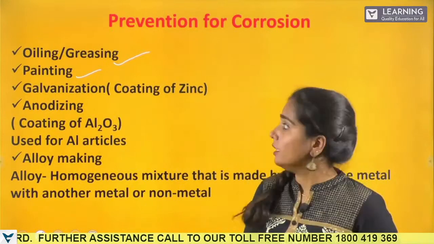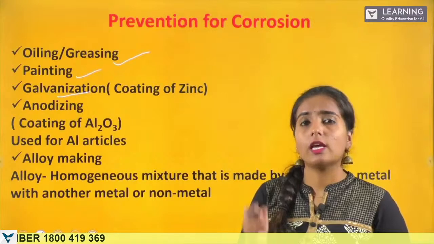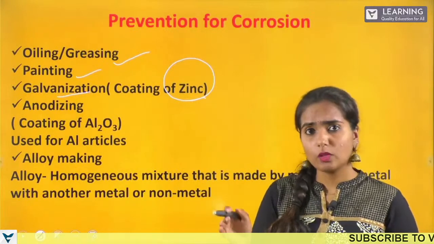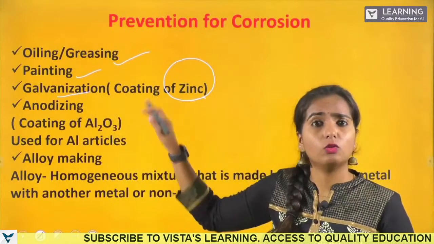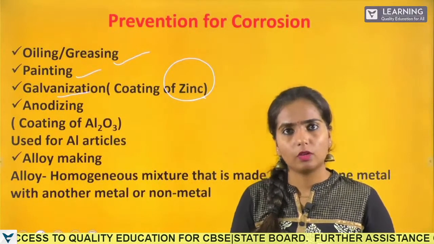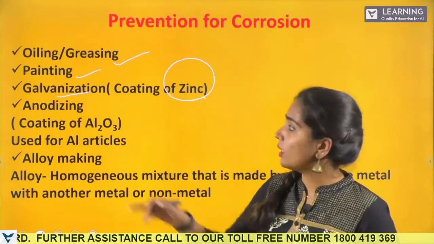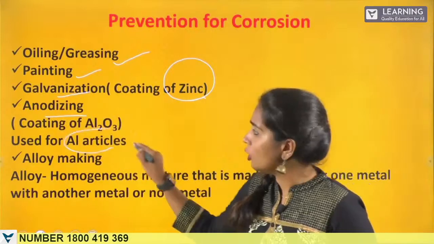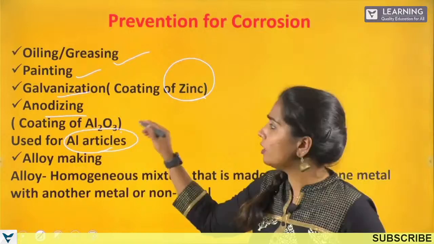The third one is the galvanization process. What exactly happens in galvanization? Here there will be a coating of zinc on the metal. Any kind of metal you take, you coat the zinc on it. This helps protect the metal for a longer time. The next one is anodizing. It is basically done for our aluminium articles. It is coated with Al2O3, aluminium oxide.